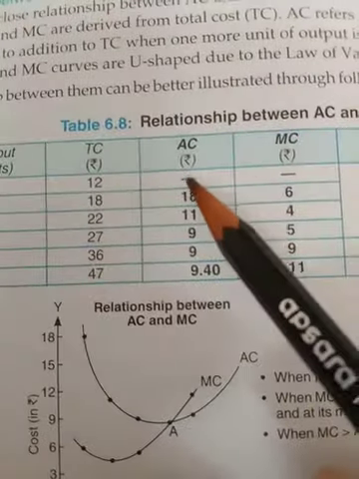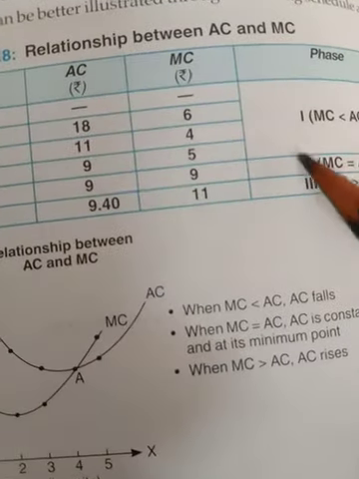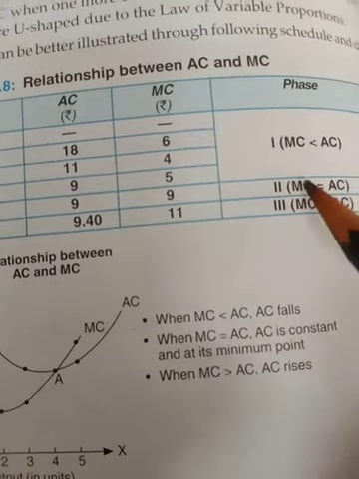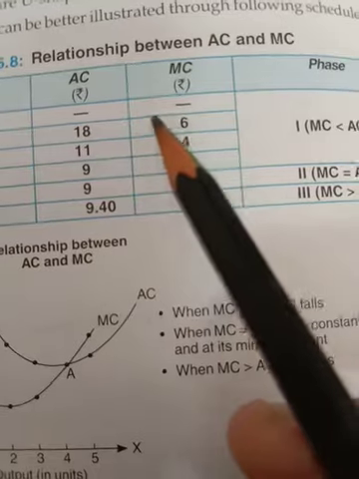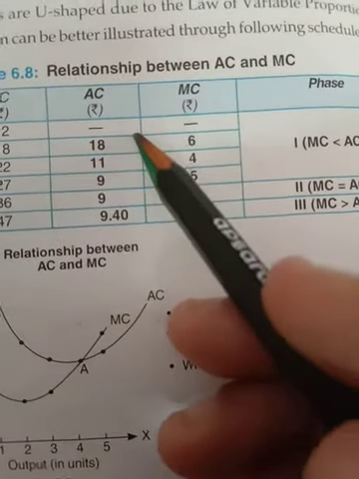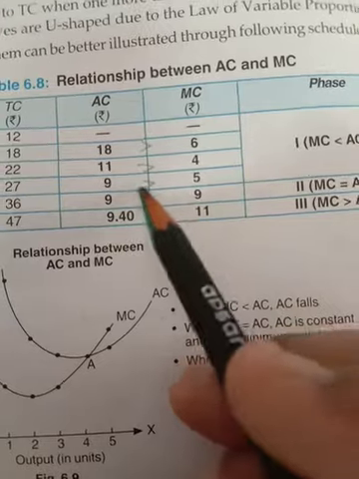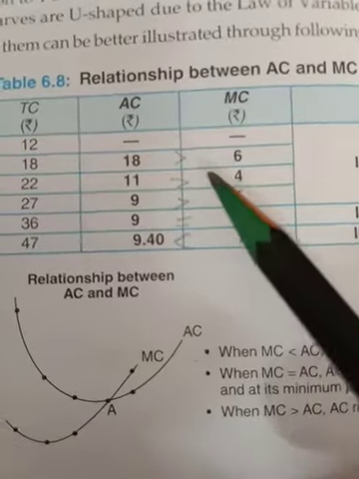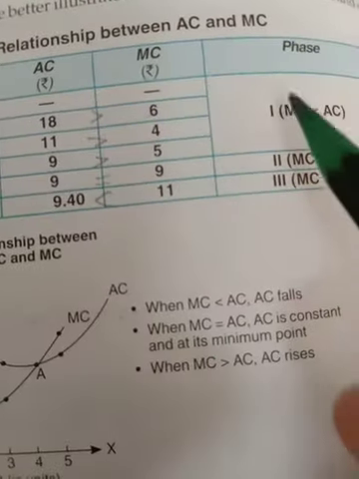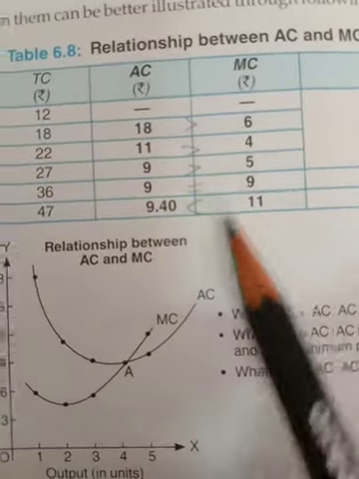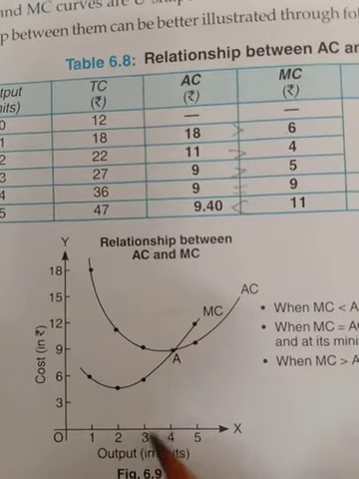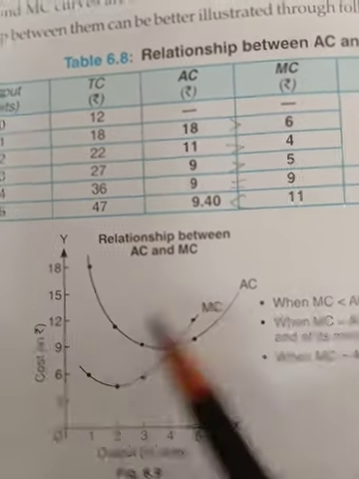Now the next question is, what is the relation between AC and MC? AC you have to calculate with total cost, and MC is there. This is the first stage, second stage, third stage that they are discussing as phases. When MC is more than AC, here MC is less than AC, and then they become equal. This is the behavior of AC and MC, which changes, and the name given is phase. So when AC is more than MC, likewise you can see for 1, 2, 3 up to before 4 units of output, AC is more than MC.